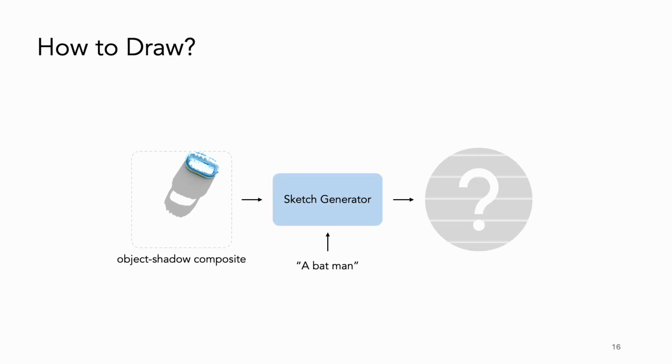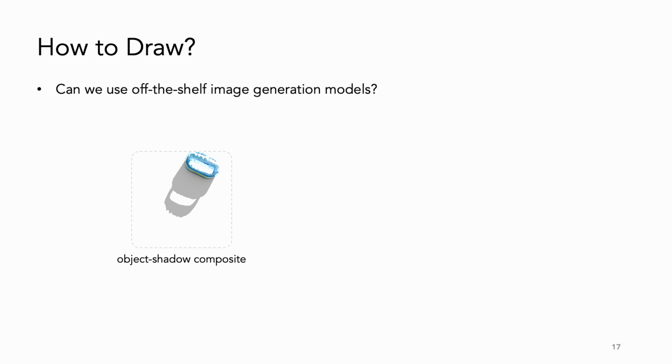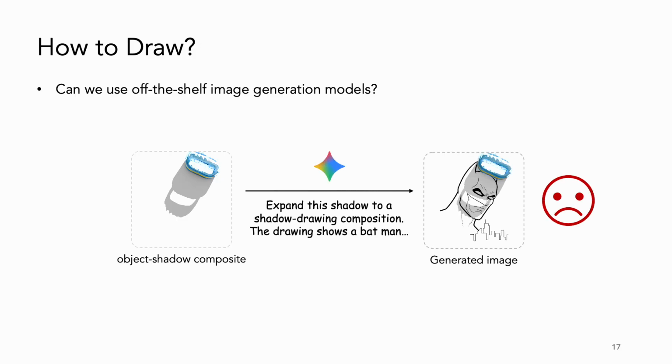Next, we need to decide how to draw. For this, one straightforward idea is to directly use an off-the-shelf image generator. However, even today's strongest text-to-image models still don't really understand the very specific idea of shadow art and fail to make use of the shadow properly.